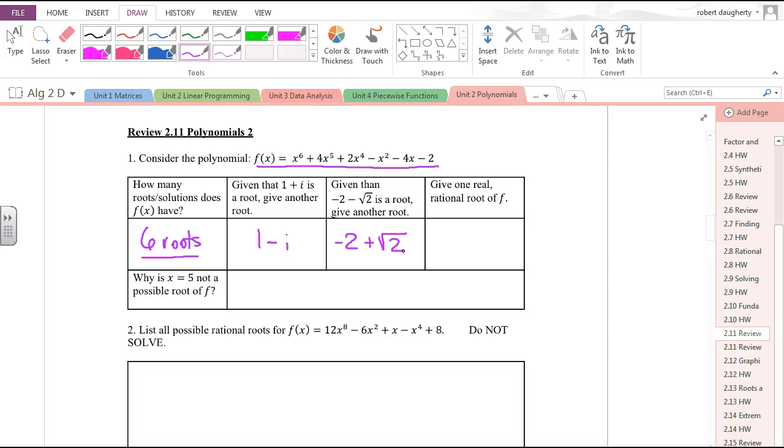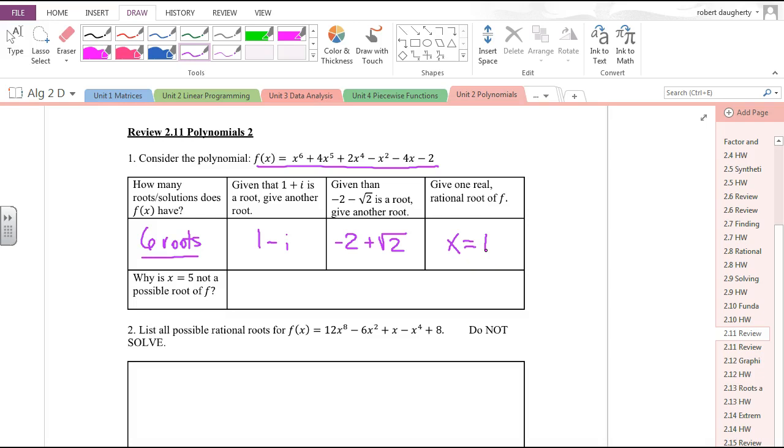Give one real rational root of this polynomial. Let's add the coefficients. 1 plus 4 is 5. 5 plus 2 is 7. 7 minus 1 is 6. 6 minus 4 is 2. 2 minus 2 is 0. So x equals 1 is a root of f because the coefficients add to 0.